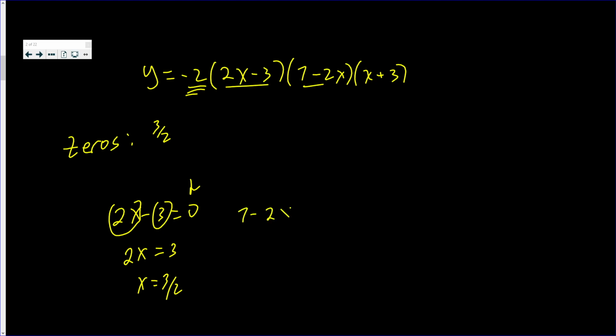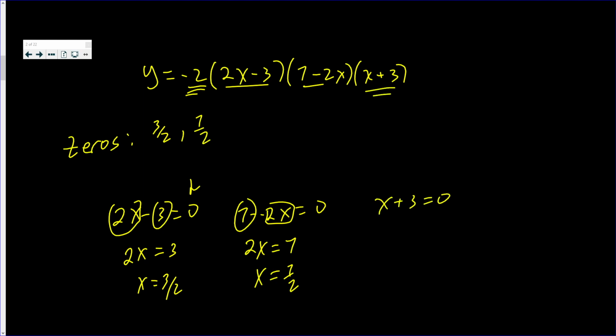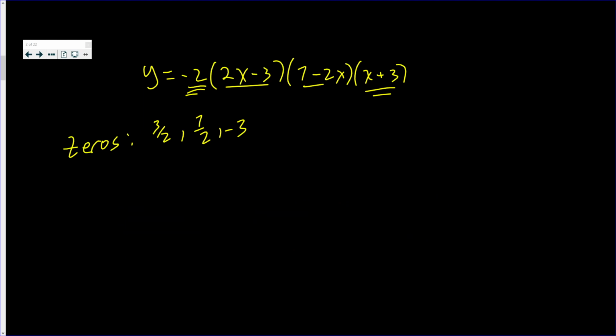If 7 minus 2x is 0, these quantities are equal. 2x is 7, so x is 7 over 2. X plus 3 is 0. Additive inverses. This 3 is understood to be positive 3, so x should be negative 3. Okay, let me get rid of this side work so we can draw the diagram.